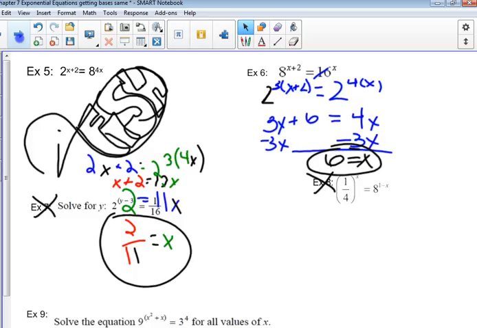Very nice. Thanks, girls. That looks great for 5 and 6. If you guys got 5 and 6 tonight, try number 9. Okay, that'll be the last one. Try number 9.